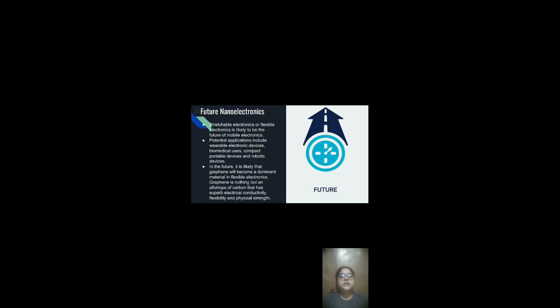Graphene is nothing but an allotrope of carbon that has superb electrical conductivity, flexibility, and physical strength. It has superb electrical conductivity, means good electrical conductivity, flexibility is also good, and physical strength is also good. Okay, this is future nanoelectronics.